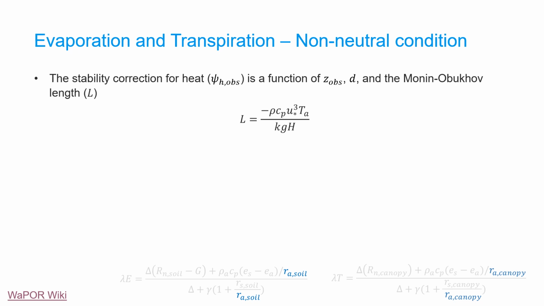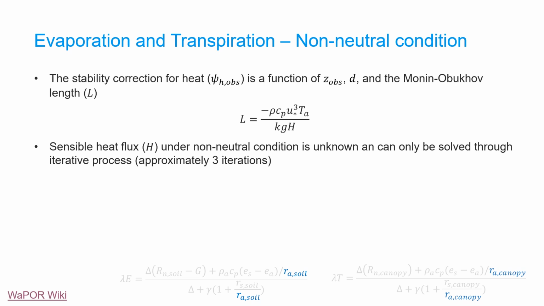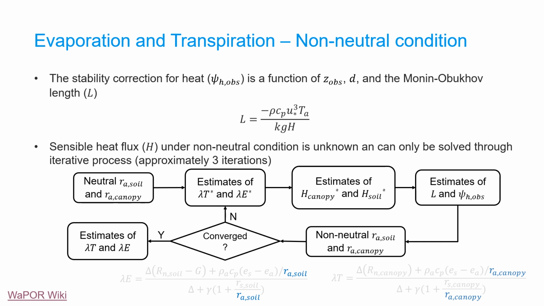Since the sensible heat flux is an unknown required to estimate the Monin-Obukhov length L, and it is the difference between available energy and latent heat flux, an iterative process is applied in the ETLook model to solve for non-neutral condition. First, the initial estimates of aerodynamic resistance are calculated using the neutral condition formula to estimate transpiration and evaporation. Then, sensible heat flux of canopy and soil are estimated using surface energy balance, which are then used to estimate the Monin-Obukhov length and stability corrections.